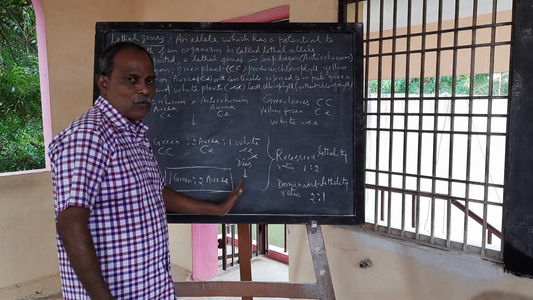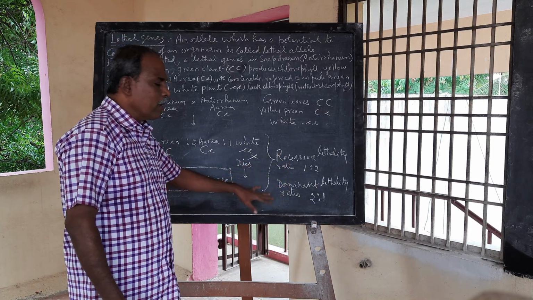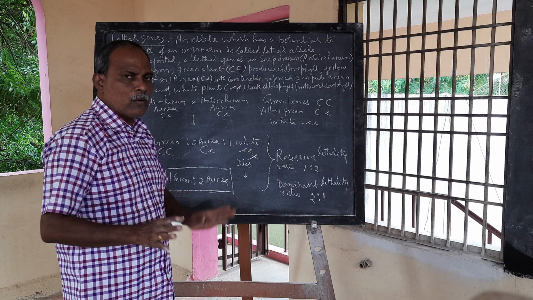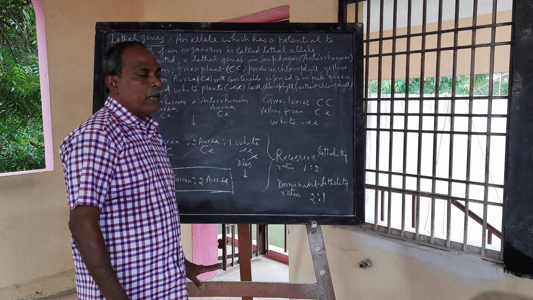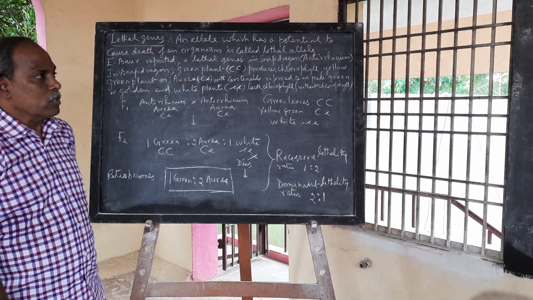And then the next one, dominant lethality, gives 2:1. Dominant lethality is noticed in some plants, but it is not given in the usual ratio. Okay. Then the next one is about pleiotropic genes.